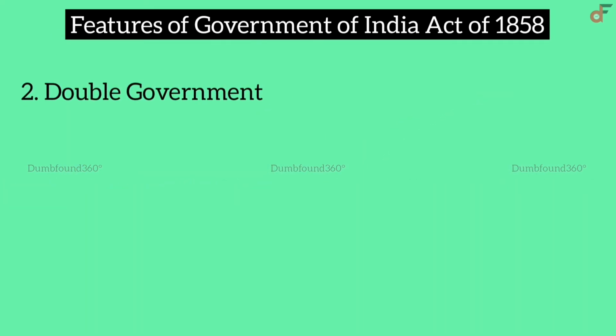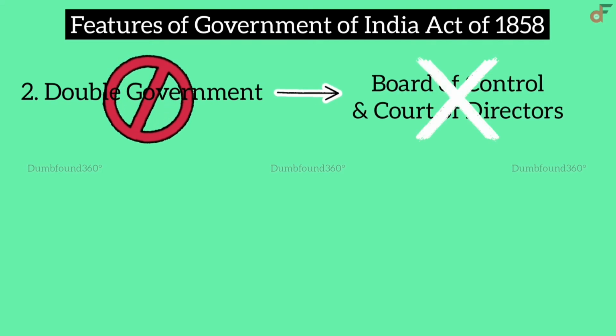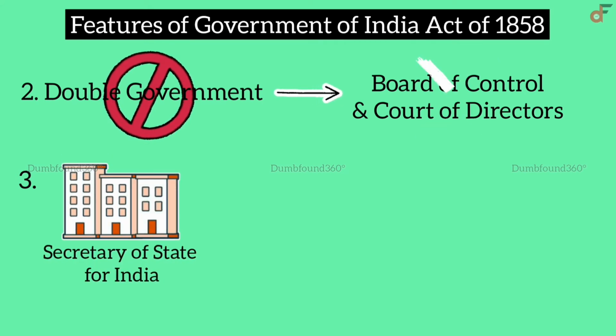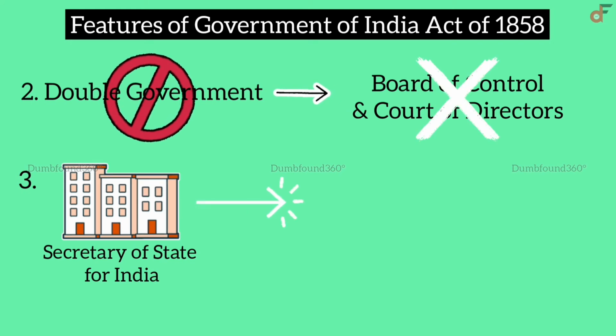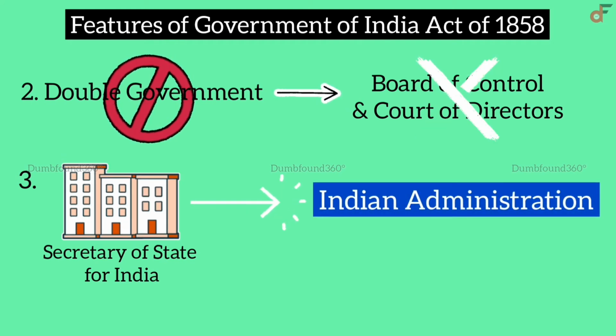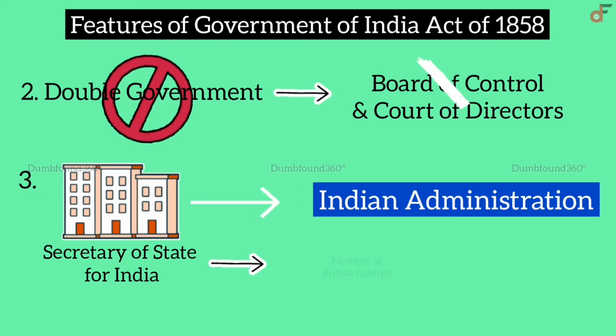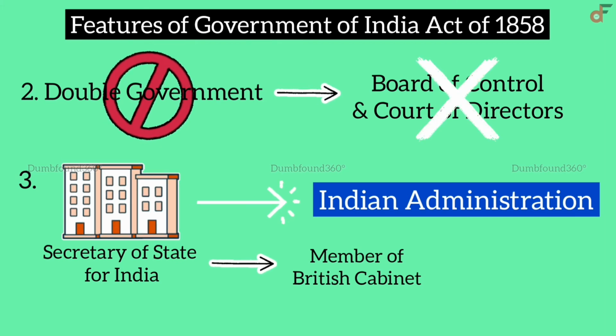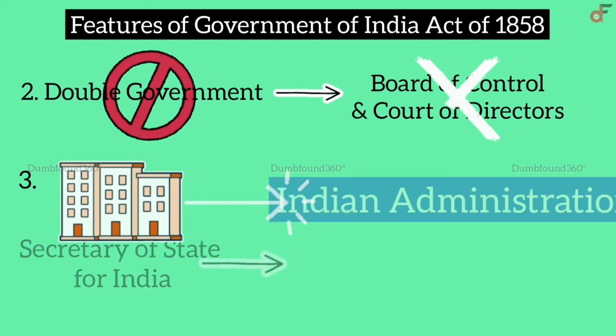2. It ended the system of double government by abolishing the Board of Control and Court of Directors. 3. It created a new office, Secretary of State for India, vested with complete authority and control over Indian administration. The Secretary of State was a member of the British Cabinet and was responsible ultimately to the British Parliament.